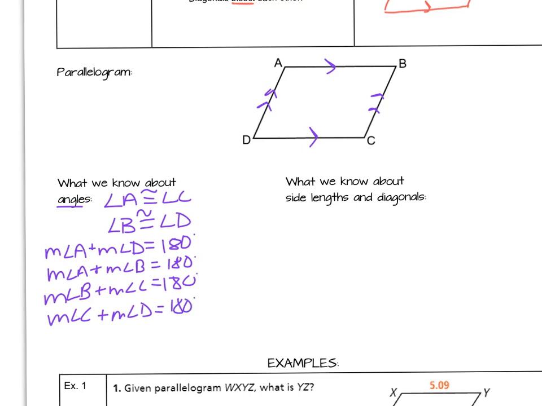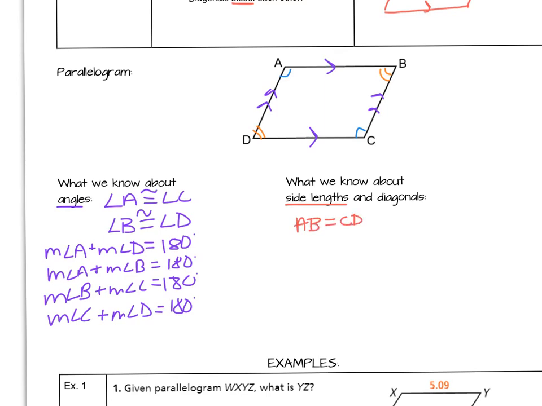So on our picture, let's go ahead and mark angle A with a single arc and C with a single arc. And then we'll mark angle D with a double arc and B with a double arc. Opposite angles are congruent. Consecutive angles would add up to 180. Over on the right, what do we know about side lengths and diagonals? Let's start with side lengths. We know that opposite side lengths are congruent, which would mean AB is equal to CD.